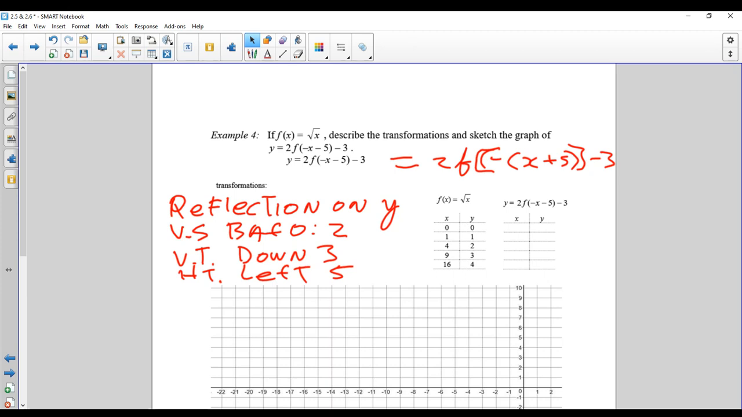Okay. Now, we know by now what affects the x and what affects the y. Hopefully we do. Let me talk to AJ about that. AJ, reflection on the y. What is that affecting? Does it affect the x or the y? Reflection on the y affects the, what's that? Affects the x. That's correct. It affects the x.